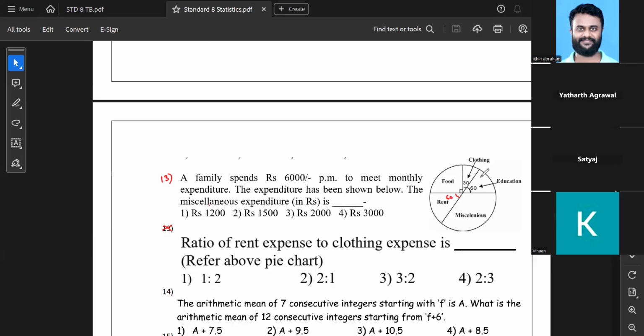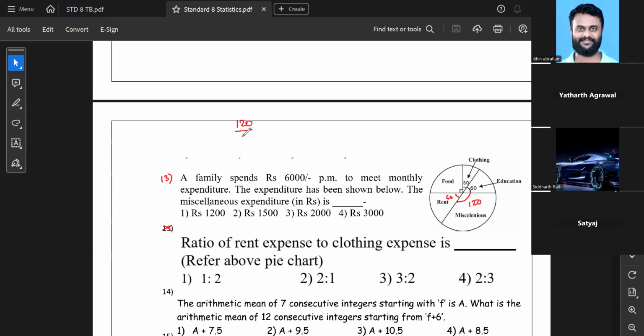In simple language, you see the straight line, the total angle is 90, and this angle is 60. From 360, when you subtract the total 180 and then 60, what you're left with is basically 120. So in short, your miscellaneous angle is 120.